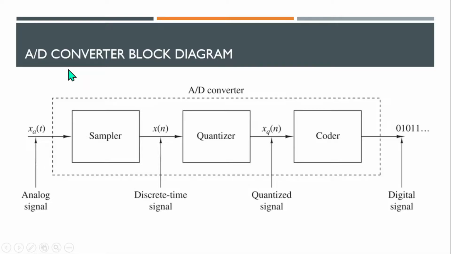The analog to digital converter system has 3 basic components. The first stage is the sampler. It converts an analog signal, x sub a of t, to a discrete time signal, x of n. This discrete time signal is then fed into the quantizer to make its values discrete. It is then called a quantized signal, x sub q of n. The last stage, which is the coder, converts this quantized signal into its binary equivalent, which is called the digital signal.